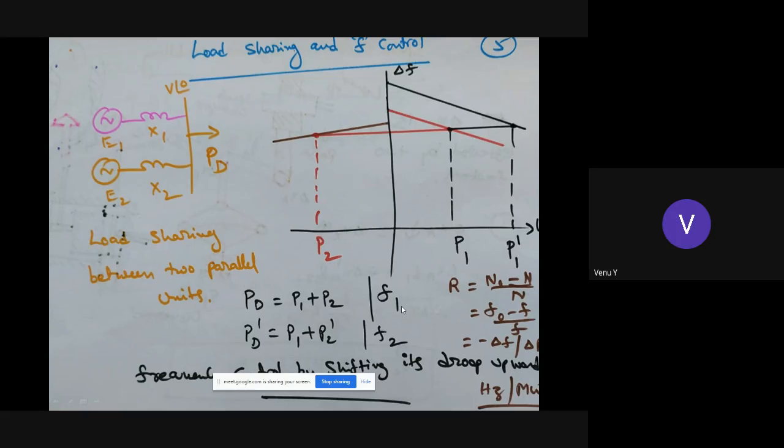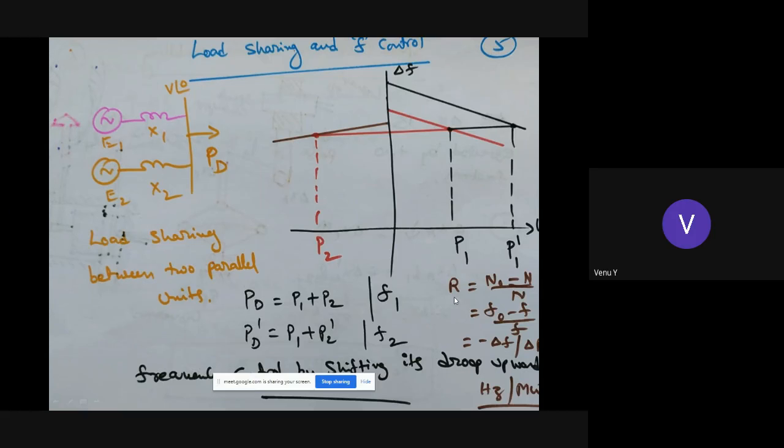So when the load is varied from PD to PD dash, then P1 plus P2 dash, the second unit can be adjusted or the first unit can be adjusted. Here the first unit is adjusted. Therefore, P1 dash plus P2. Like that you can have.